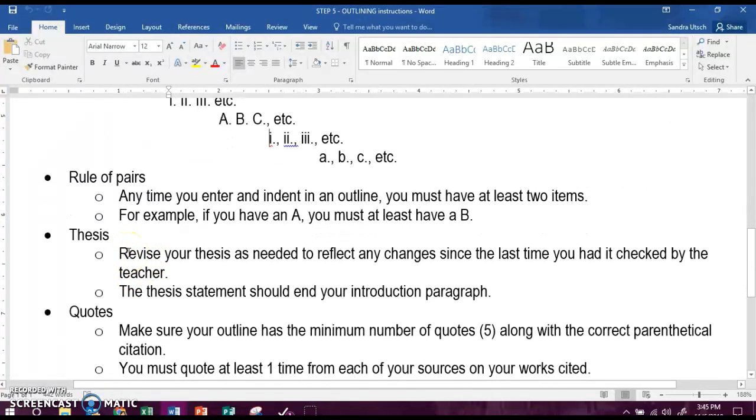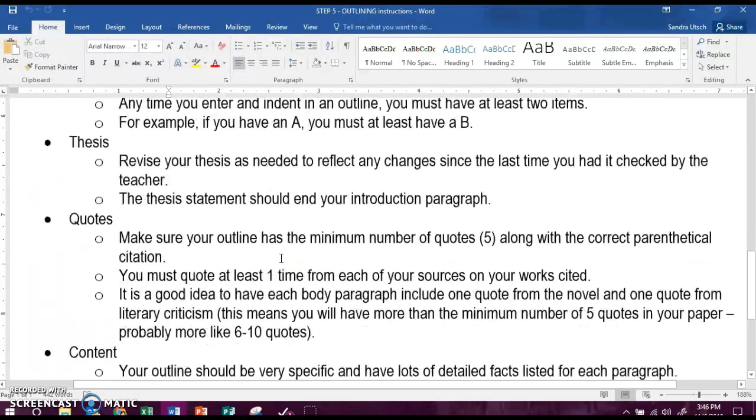Your thesis is going to be part of this. It might need to be revised if you've made any changes, but your thesis statement is going to be the last thing in your introductory paragraph. It's going to be a line in your outline, just like any other.